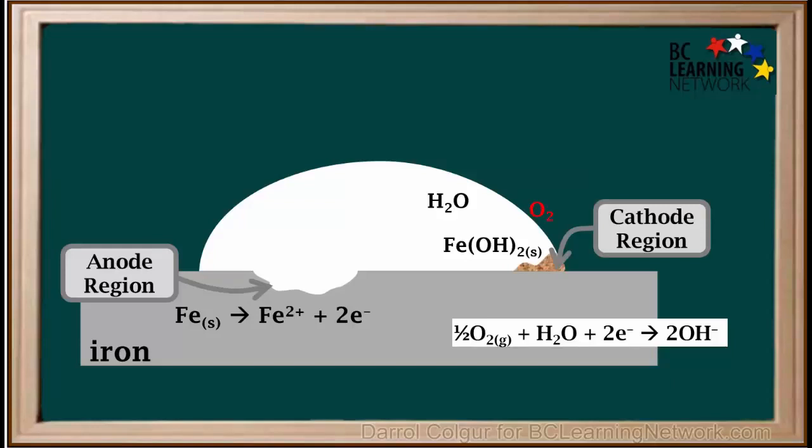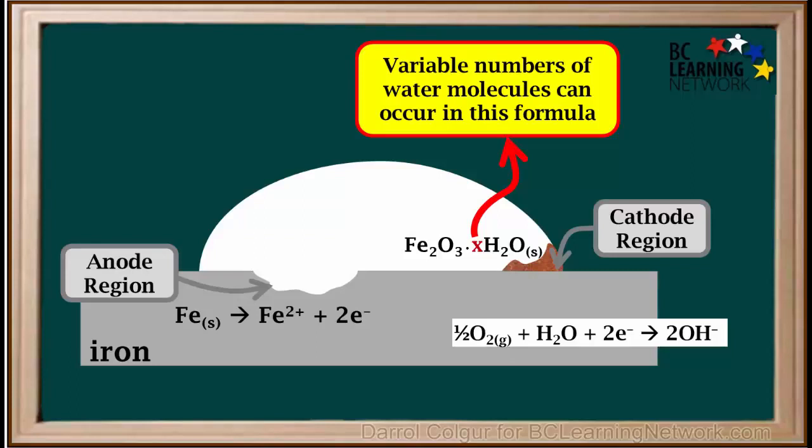What can happen is oxygen from the air and water in the droplet can act to further oxidize the iron in iron 2 hydroxide, and through a fairly complex series of reactions form what is called hydrated iron 3 oxide, which has the formula Fe2O3·xH2O. The x here means that a variable number of water molecules can appear in this formula, depending on conditions. Fe2O3·xH2O, or hydrated iron 3 oxide, is one of the major components of rust.